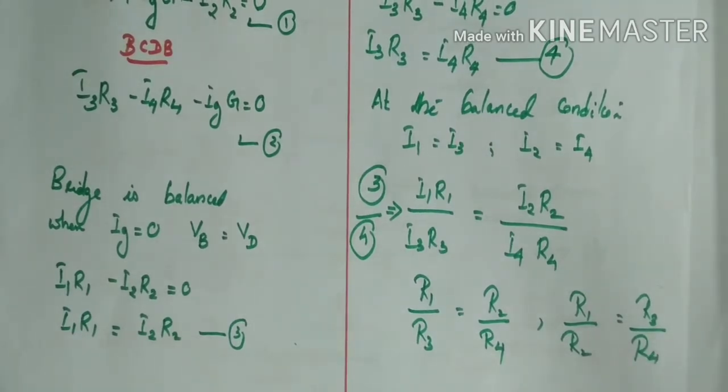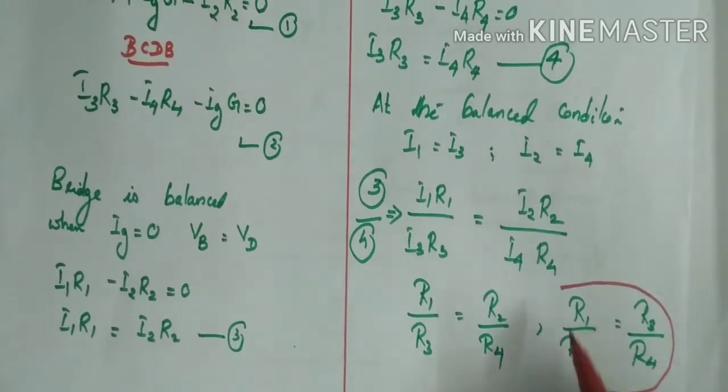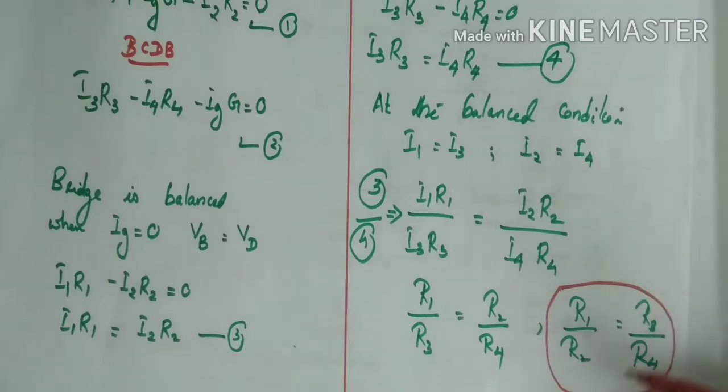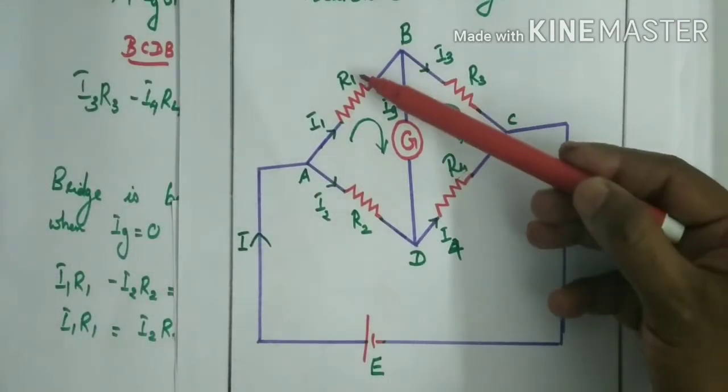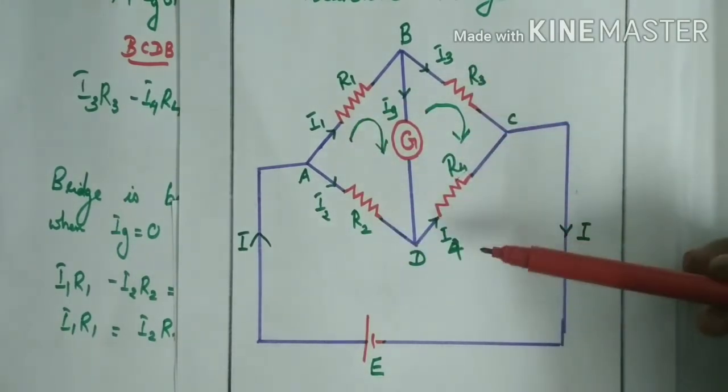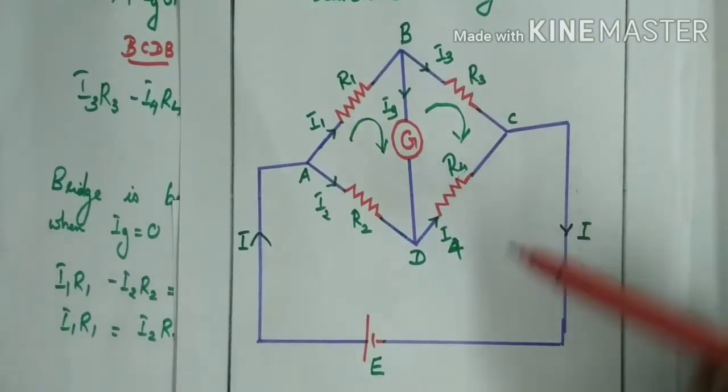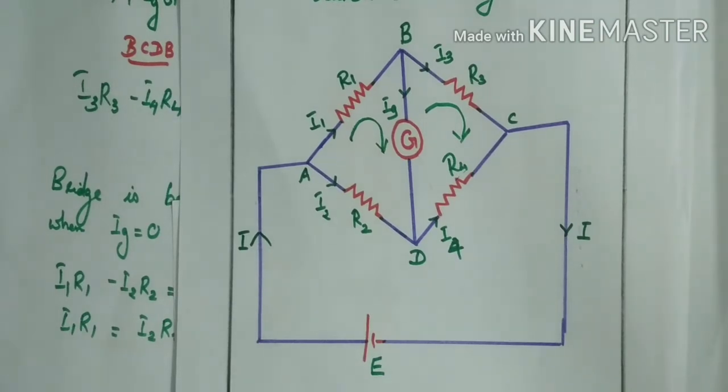This is the balanced Wheatstone bridge condition. So, when the bridge is balanced, R1 by R2 equal to R3 by R4. So, this is the balanced Wheatstone condition. As I told before, Wheatstone bridge is an application of Kirchhoff's rule, and using Wheatstone bridge we can find an unknown resistance using a very important device called a meter bridge.